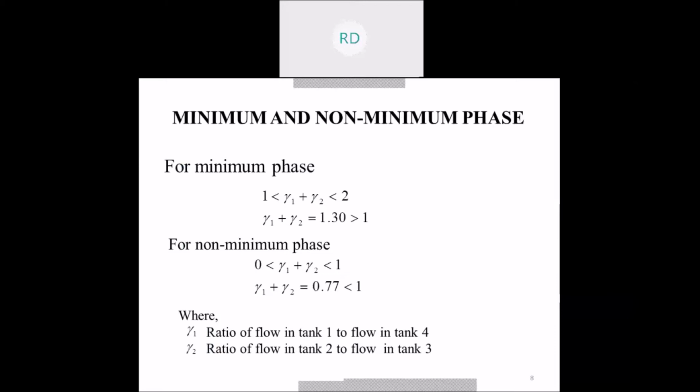there will be minimum phase and non-minimum phase. For minimum phase, gamma 1 plus gamma 2 should be greater than 1, which we have to take. Here gamma 1 is the ratio of flow in tank 1 to flow in tank 4, and gamma 2 is the ratio of flow in tank 2 to flow in tank 3.